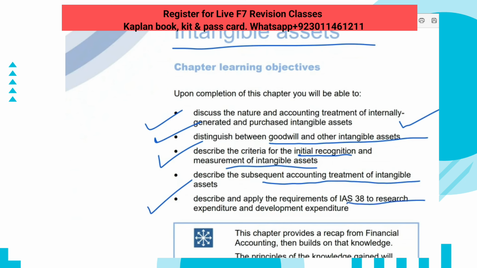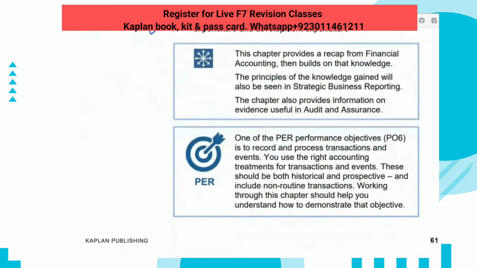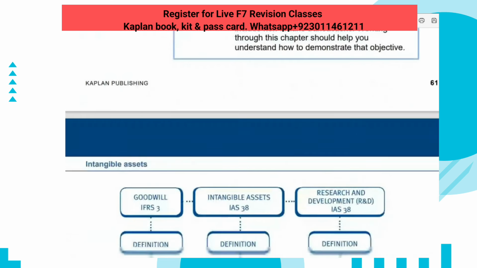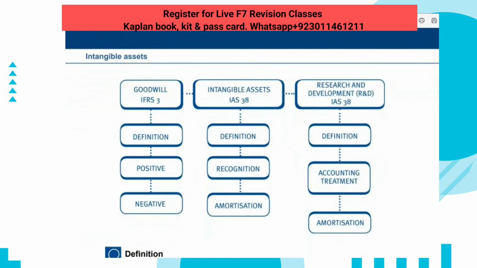So in intangible assets there are three things. First, goodwill, which comes under IFRS 3. We'll discuss the definition, positive goodwill and negative goodwill. Some companies have negative goodwill as well, according to the market. Then intangible assets under IAS 38: the definition, recognition and amortization, how we recognize them in the books of account and how we treat them. Amortization is like depreciation, how we depreciate over the passage of life. If you have a license or copyright purchased for 10 years, we will amortize it over the period of 10 years. This is a simple example.